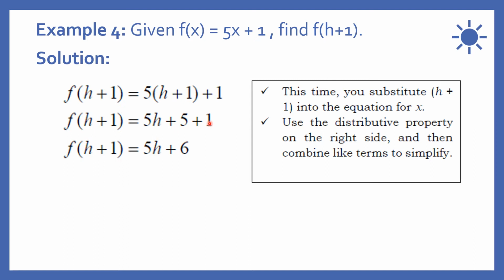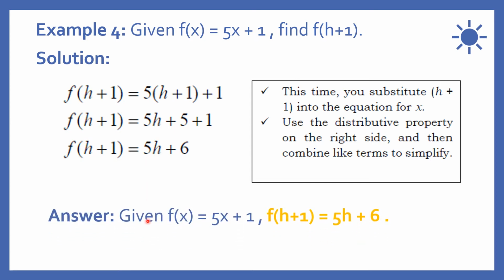And then, combine like terms. Ang like terms lang naman diyan ay yung 5 at saka yung 1 kasi pareho silang constant. No? Ibig sabihin, wala silang variable pareho. So, pwede natin silang pagsamahin. So, ito, since wala naman siyang kamukha, i-bring down lang natin siya. And then, combine these two, 5 plus 1 is 6. So, ang value ng ating y or f of h plus 1 is 5h plus 6. Answer, given f of x equals 5x plus 1, f of h plus 1 equals 5h plus 6.